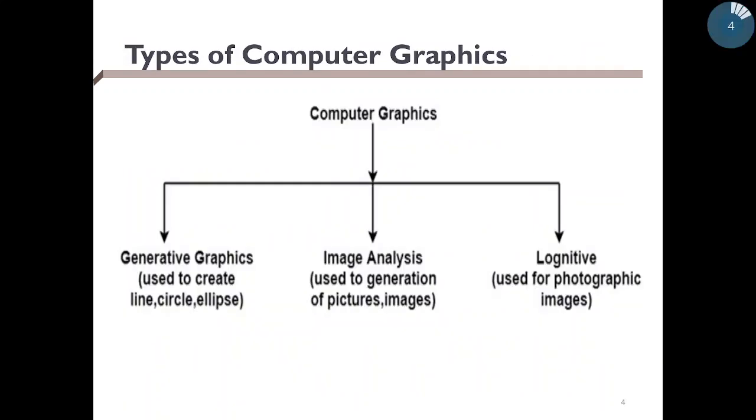Okay, so types of computer graphics. So we have generative graphics. This is used to create lines, circles, ellipses. We also have image analysis, which is used to generate images, pictures. Then we have log native. Okay, so this is used for photographic images, like when you take a photo of someone, that's log native. And with image analysis you just generate pictures and images.